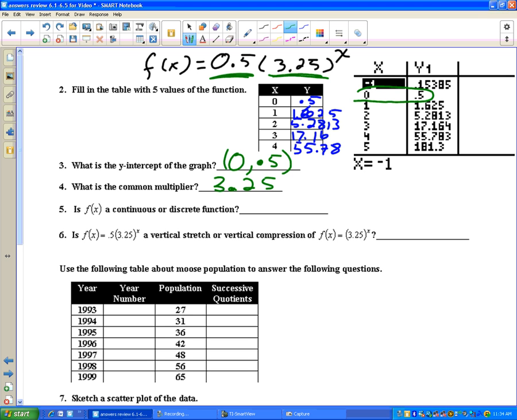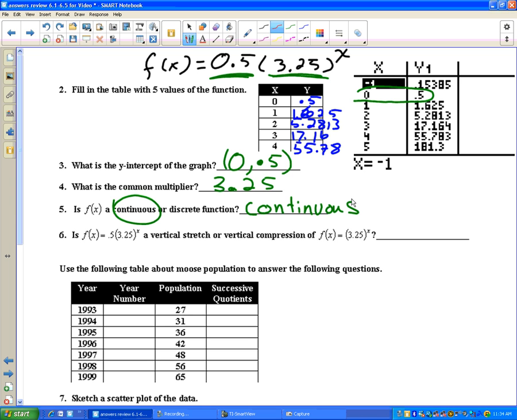Is f of x a continuous or discrete function? It is continuous. For what we do, the only times it's discrete is if I have a scenario where I'm picking people or I'm cutting paper, or I can only have whole objects. For the most part, otherwise it's going to be continuous.